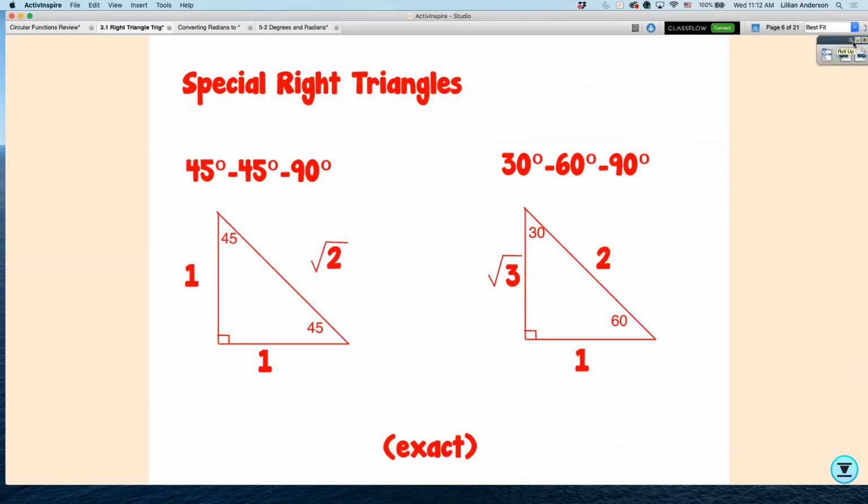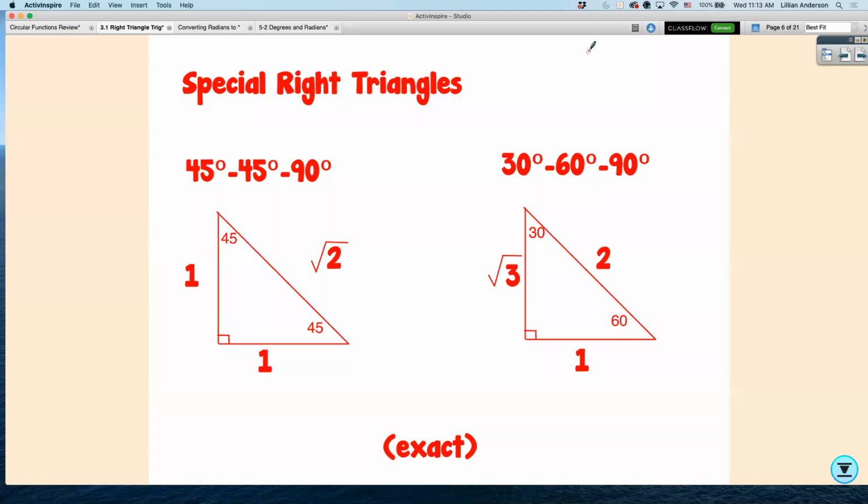Along with some of your basic trigonometry stuff are your special right triangles. If you guys have been studying for the SAT, which I think you guys have been doing, you've seen this before. These are ways to find exact side lengths of special right triangles. 45, 45, 90, and 30, 60, 90. Give you guys a second to write that down.